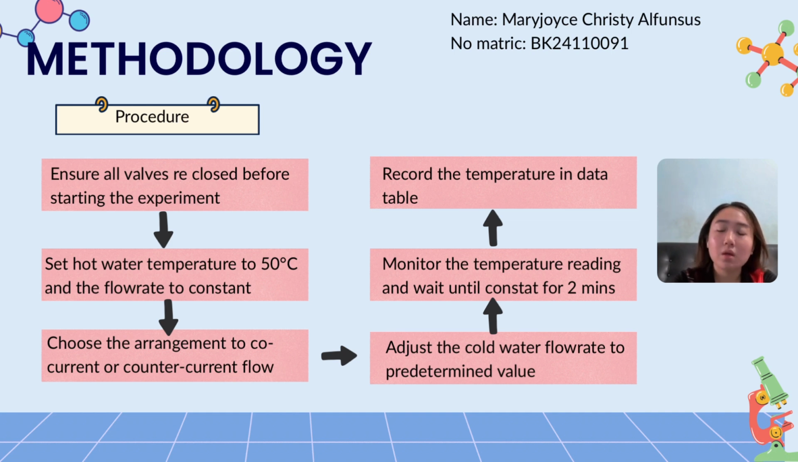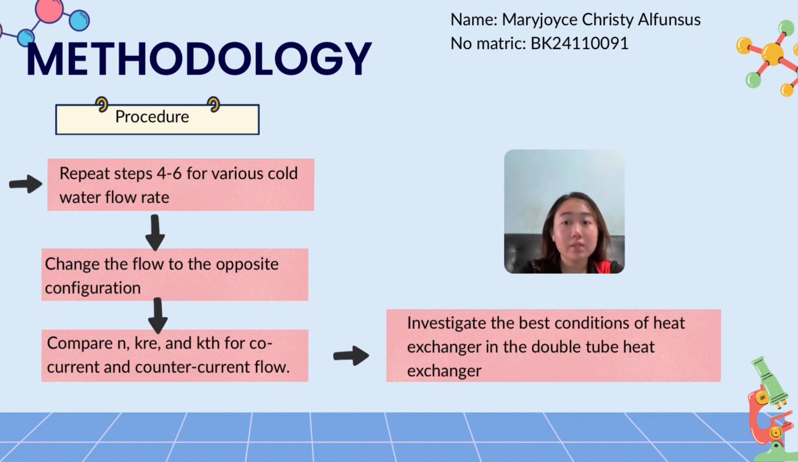The next step will be on the next slide. Continuing from the previous slide, the next step is to repeat steps 4 to 6 for various cold water flow rates. The next one is to change the flow to the opposite configuration. The next one is to compare the efficiency, the real heat transfer coefficient KRE, and the theoretical heat transfer coefficient KTH. Last but not least is to investigate the best condition of heat exchanger in the double heat exchanger.